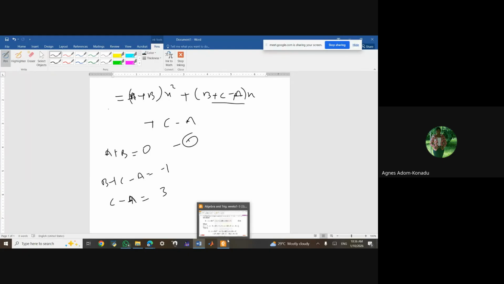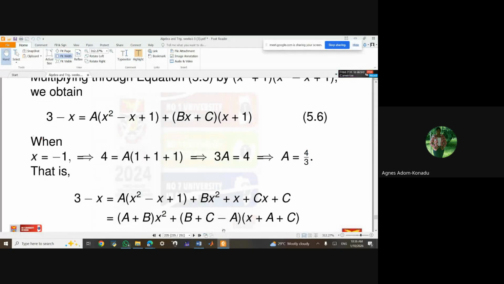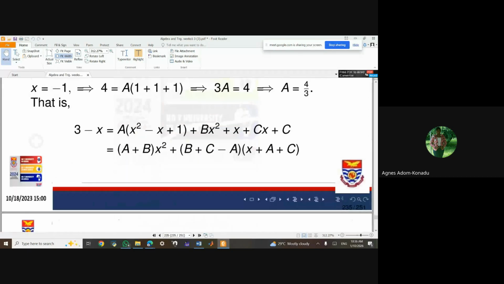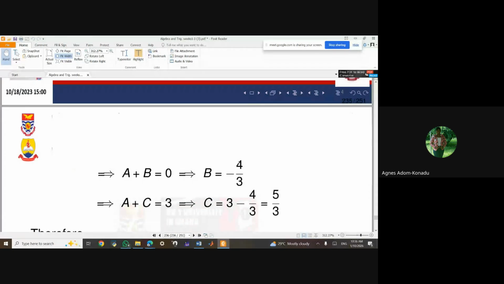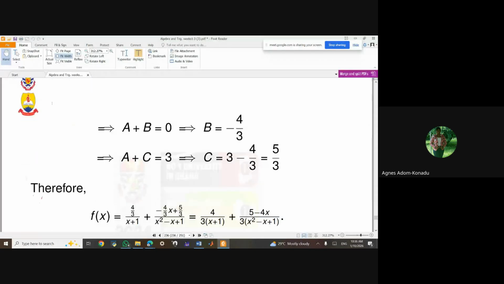So what do we have? We've been able to find A. Okay. So my A is 4 on 3, so that means that my B is minus 4 on 3. Then I have A plus C equal to 3, so it means that I can find C. My C will be 3 minus 4 on 3, which is 5 on 3.